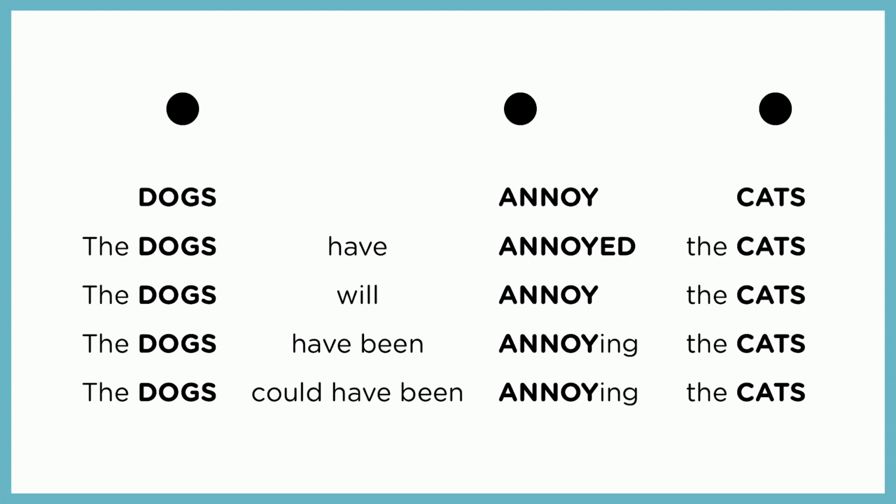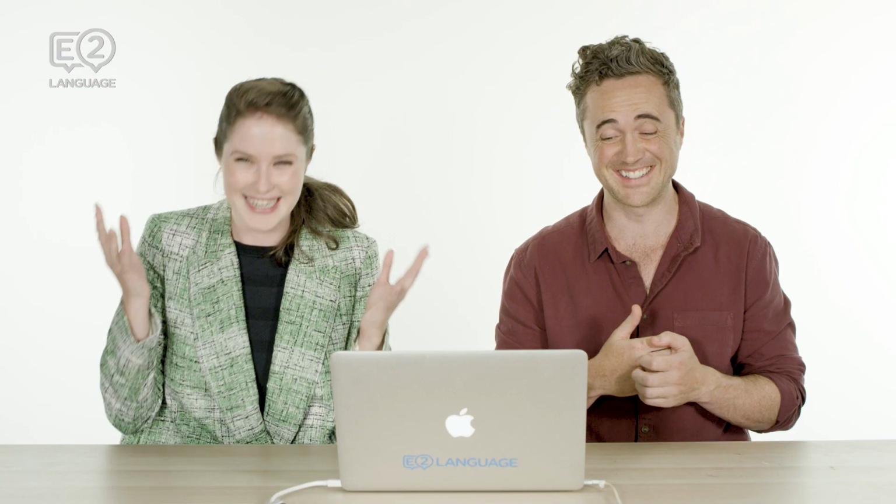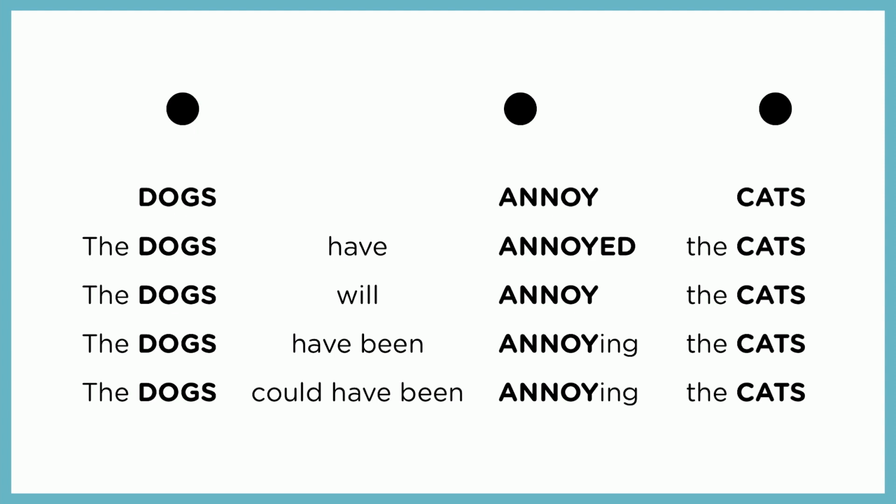We're going to have a beat like this. Dogs annoy cats. The dogs have annoyed the cats. The dogs will annoy the cats. The dogs have been annoying the cats. The dogs could have been annoying the cats. So you see what I did there? I kept the beats on dogs, annoy, and cats, and I fit in words like the, or could have been, or ing, or the in between the beats.